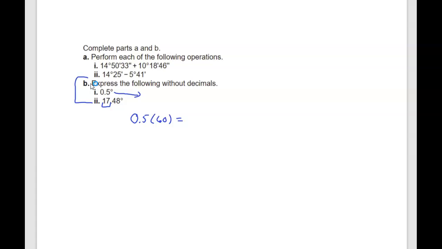And so when we multiply 0.5 by 60, we get 30. And it's an even number, so we can stop there. So 0.5 degrees becomes 30 minutes. And therefore now it's without any decimals.